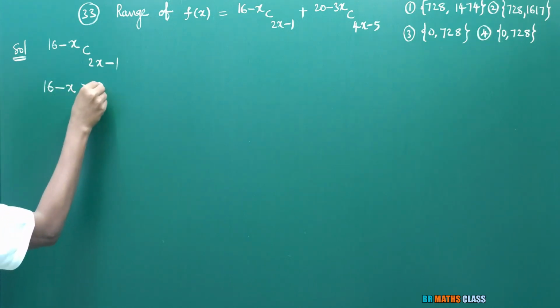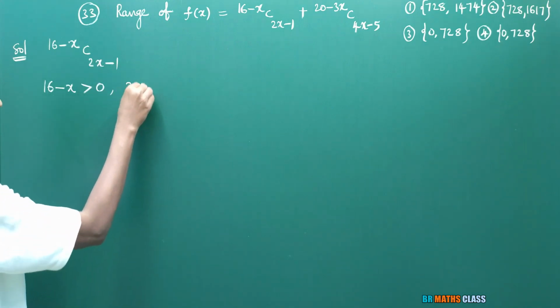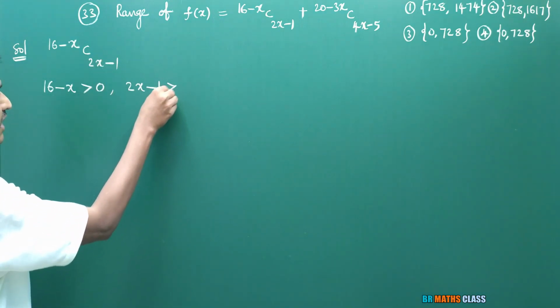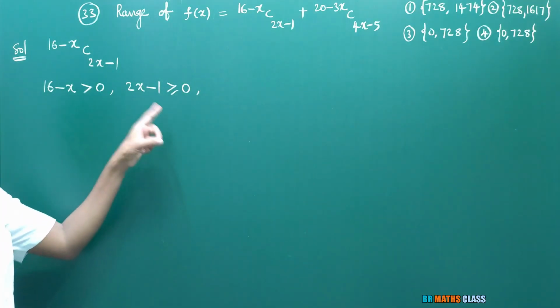16 minus x is greater than 0 and it is a natural number. And what do you know about 2x minus 1? 2x minus 1 is a whole number. So I can write that 2x minus 1 is greater than or equal to 0. You remember that 2x minus 1 is a whole number.